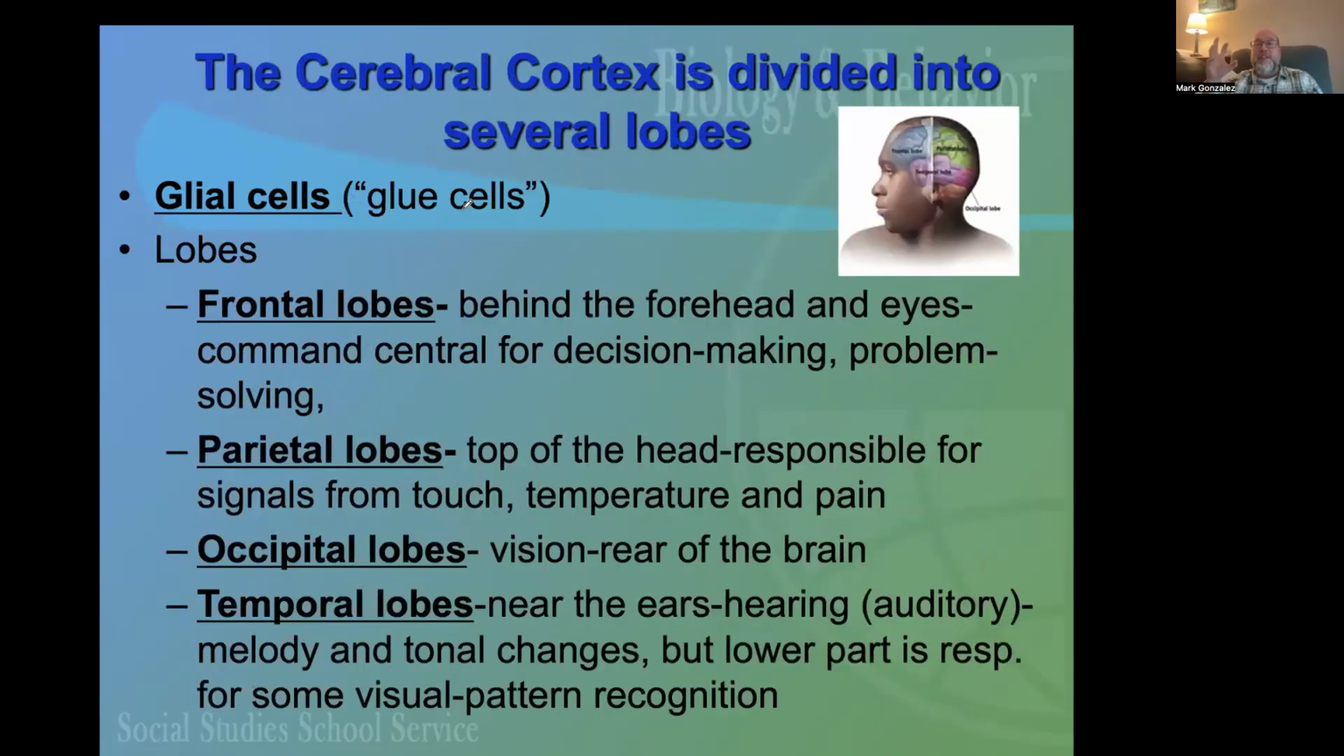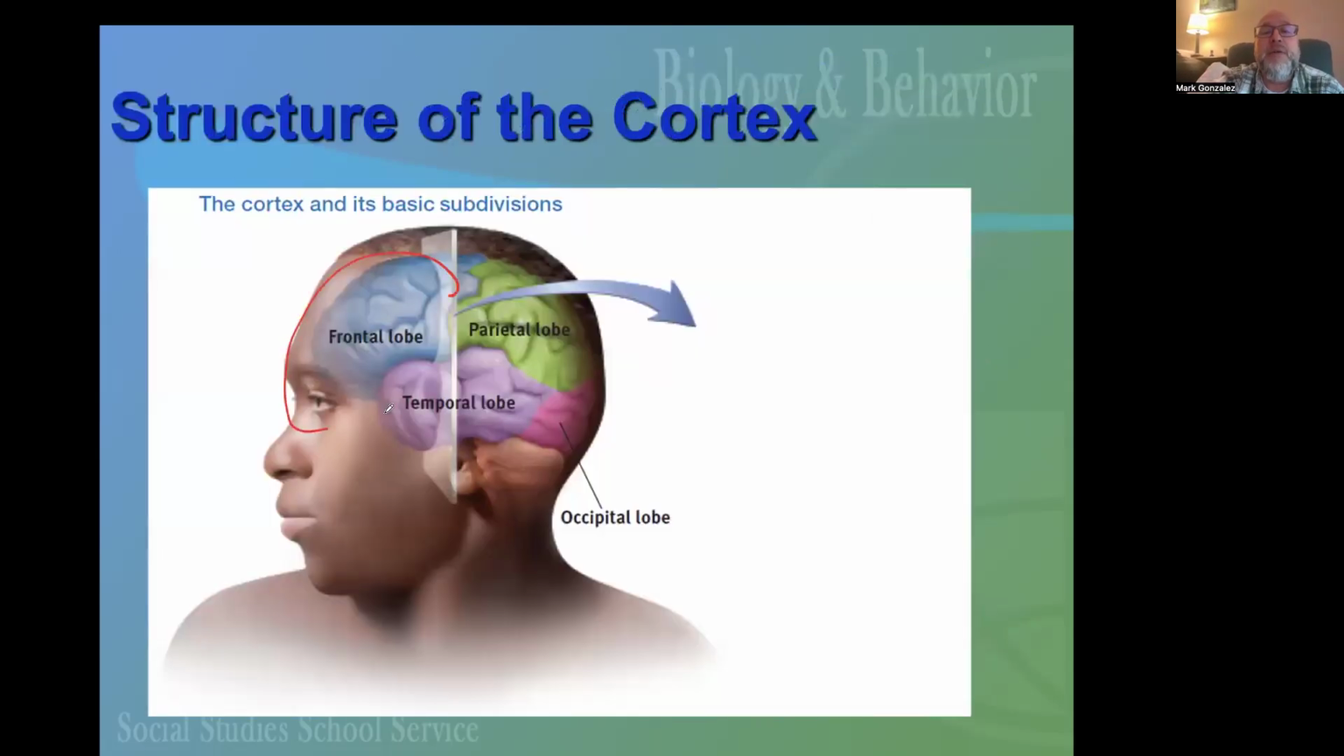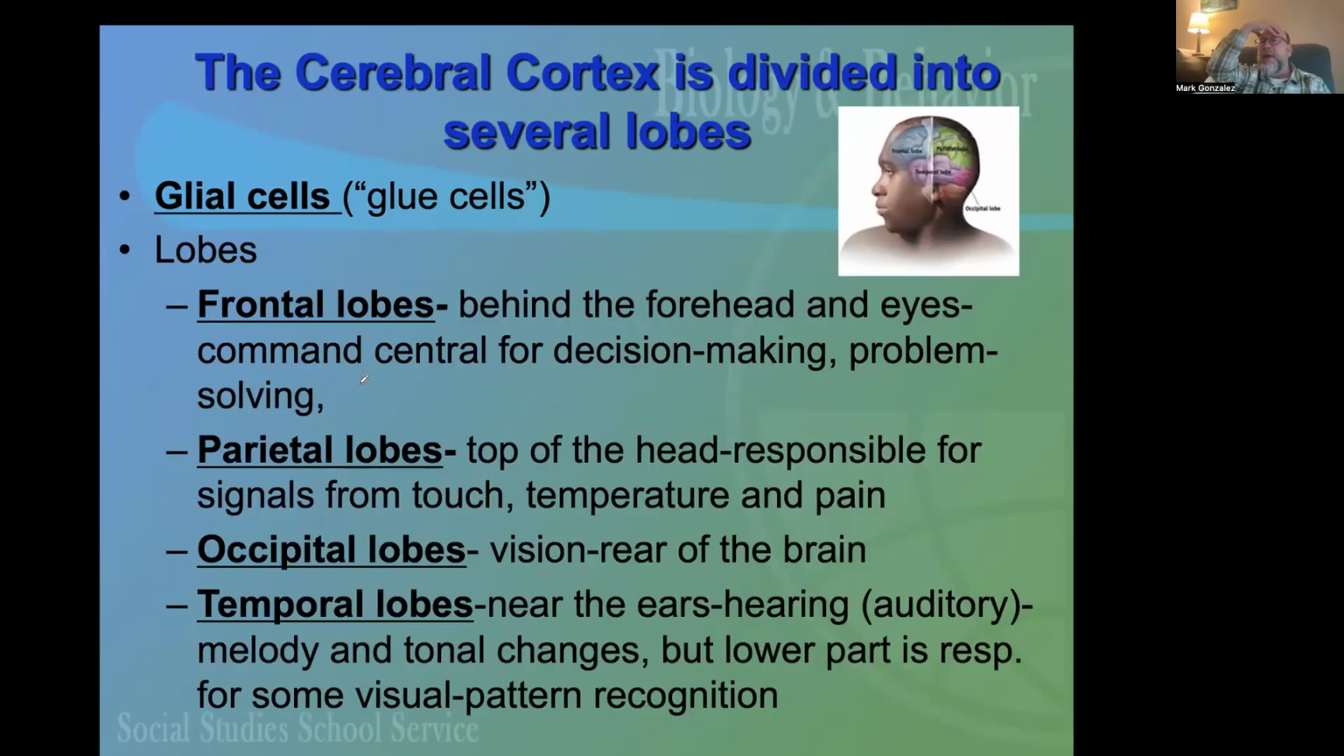So we know this spongy part of the brain with the peaks and the valleys is divided into what we call several lobes, right? And they contain glial cells, or glue cells, that keep it all together. So the lobes, you got your frontal lobe right here, which is behind your forehead. And actually, here's your frontal lobe, okay, right here. And that is where your command central for decision making occurs, and problem solving. That's a part of the brain that would essentially light up if you were doing a problem.